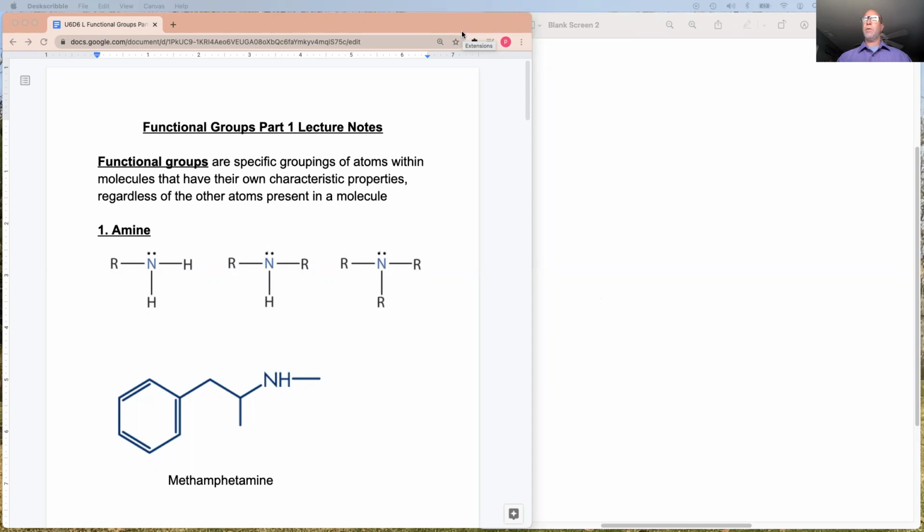It'll be tying in with what we talked about last time when we were discussing organic compounds. So today we're going to be talking about functional groups, ladies and gentlemen. Now, what exactly is a functional group?